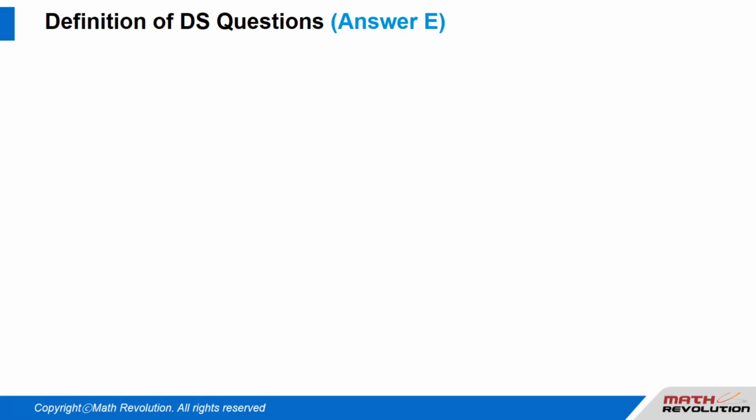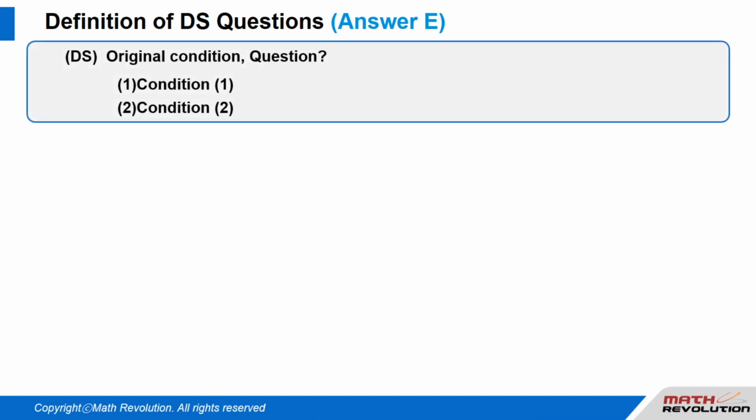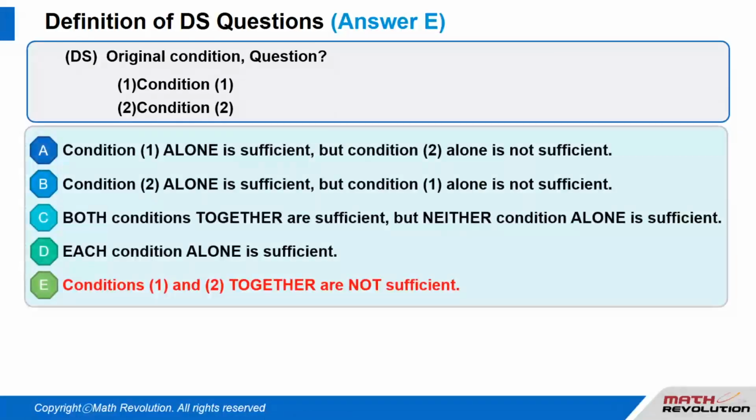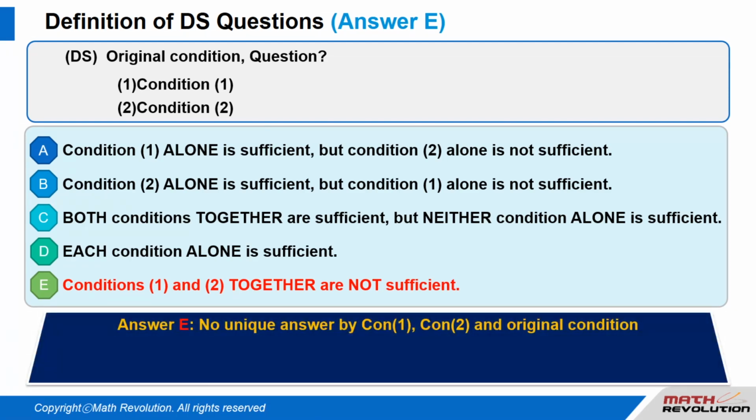The case of answer E in DS questions. DS: original condition, question, condition 1, condition 2. Answer E: conditions 1 and 2 together are not sufficient. E is the answer if it is not possible to find a unique answer by using the information found in condition 1, condition 2, and the original condition together.